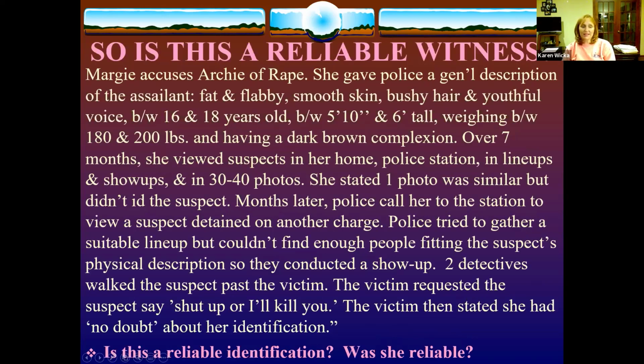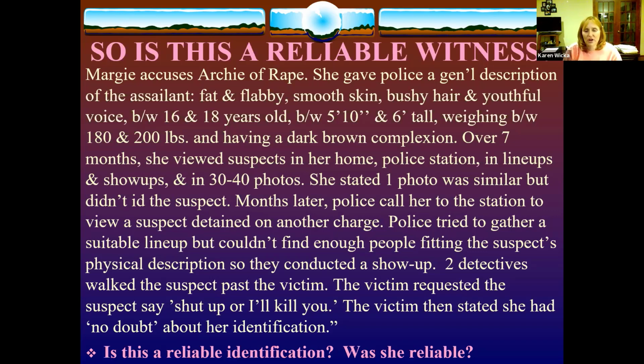Now, what about this? So is this a reliable witness? Margie accuses Archie of rape. She gave police a general description of the assailant: fat and flabby, smooth skin, bushy hair, youthful voice, between 16 and 18 years old, between 5'10" and 6 foot tall, weighing between 180 and 200 pounds, and having a dark complexion. Over 7 months, she viewed suspects in her home, the police station, in lineups and show-ups, and in 30 to 40 photographs. She stated one photo was similar, but couldn't ID the suspect.